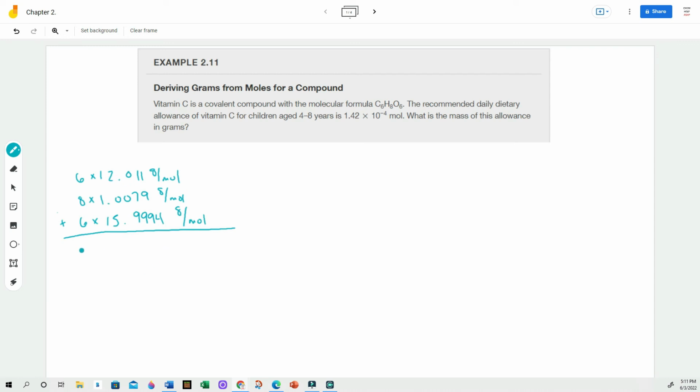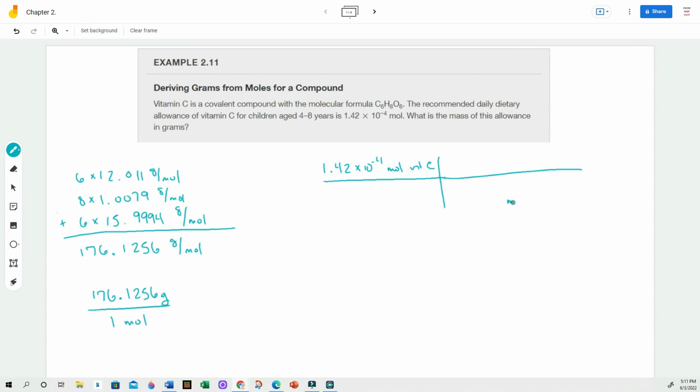Okay, so if I do this calculation, I get a molar mass of 176.1256 grams per mole, remembering, of course, that I can also write it like this, just to give a little bit of clarity. All right, so that is the molar mass for vitamin C, which means I am now ready to convert these moles into grams. So starting with what they gave me, 1.42 times 10 to the negative 4th mole of vitamin C, I'm going to put my units in first. I want my moles of vitamin C to cancel, and I want to go to grams of vitamin C.